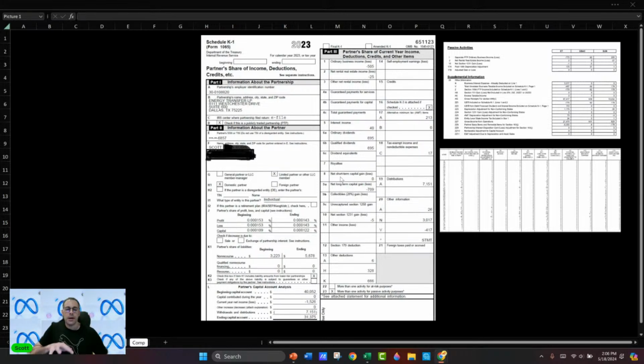I really want to understand the K-1 better. You get a K-1 when you invest in a limited partnership. So if you invest in an MLP like Energy Transfer, like I do, you get a K-1. I'm going to email my accountant because I think I understand it pretty well, and I just want to make sure I understand it totally.